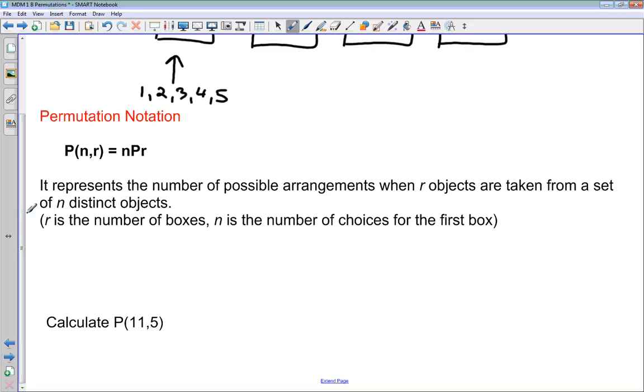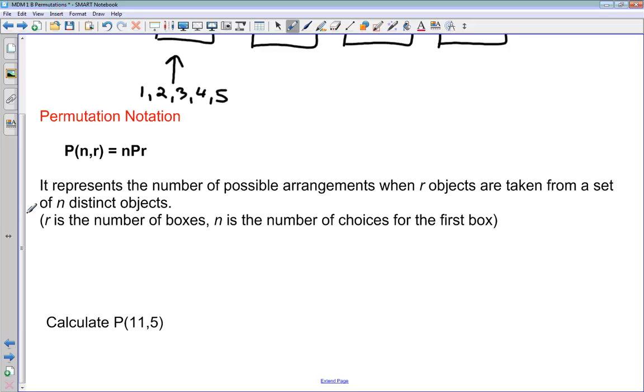Now there's an easier way of doing this kind of thing, or what we have just done right here is what is called a permutation. Some notation here: when we talk about a permutation, we'll often use this symbol, P and then N comma R, or N, P, and then R. And what this permutation means is just what we've done up above. It represents the number of possible arrangements when some number of objects R are taken from a set of distinct objects with N objects in that set.